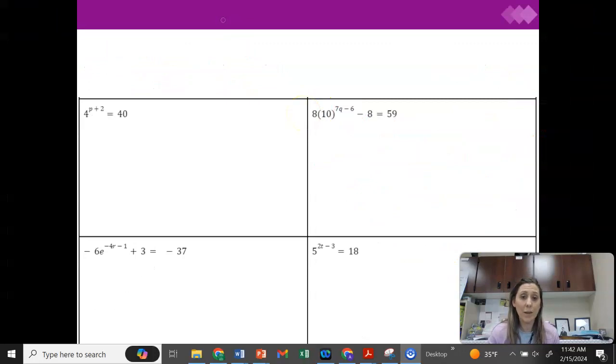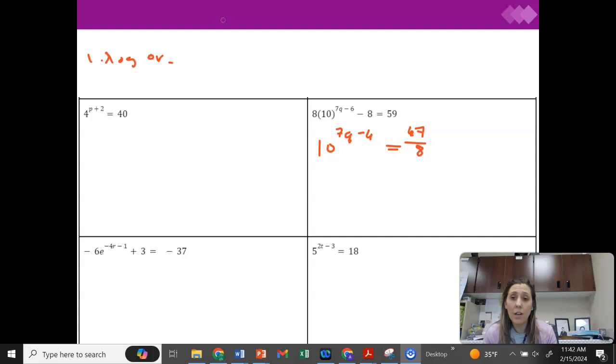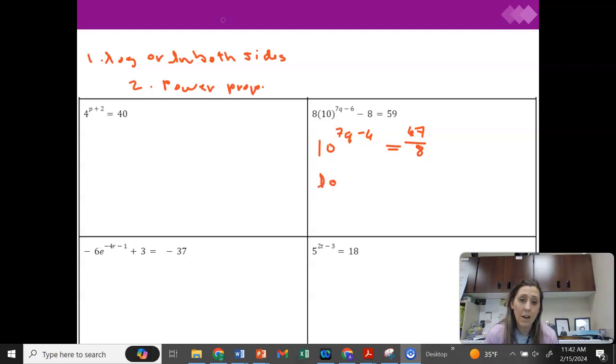Okay, so all my stuff went away, but we were down to 10 to the 7q minus 6 equals 67 over 8. So I was saying we need to log or natural log both sides. Now remember, we only use natural log when we have e in our problem. Then we apply the power property. So here we have to log both sides. I'm going to take the log of 10 to the 7q minus 6 equals log of 67 over 8.